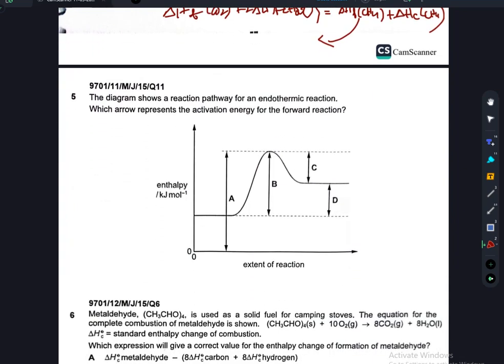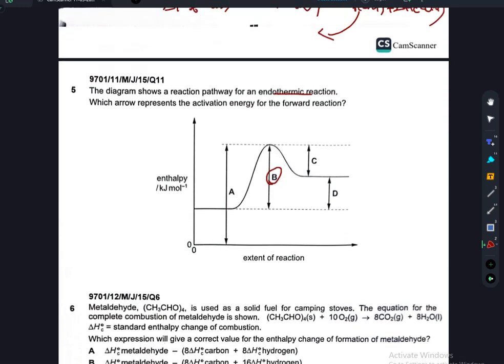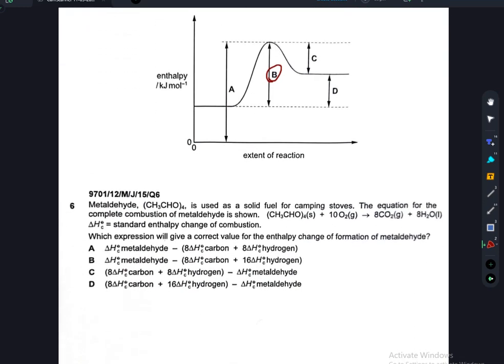Now we move on to question number 5. This is actually a very easy question. The diagram shows a reaction pathway for an endothermic reaction. Which arrow represents the activation energy for the forward reaction? This is definitely B. I won't be telling you why this is B. You have already done this in the O levels.